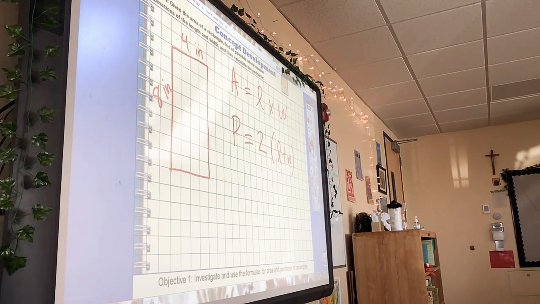What's the length from your rectangle? What's the length? 8. 8 is the length. So instead of L, we're going to put 8. Good. And then what is the width? Yeah, there you go.